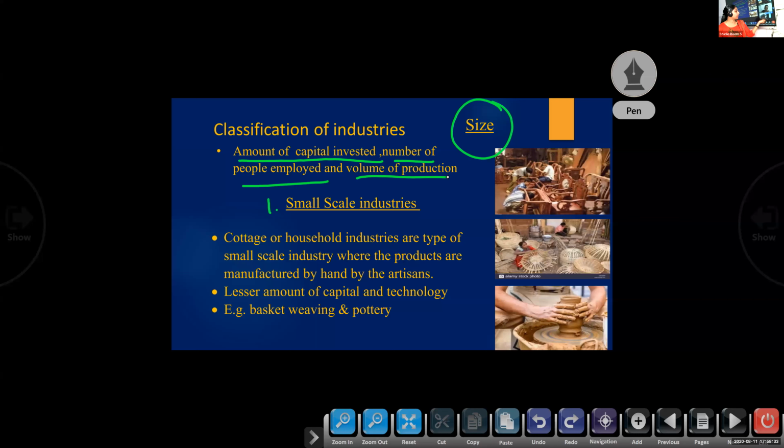What are they, Adigesh? Three points you have to remember connected with size. Ma'am, amount of capital invested, the number of people employed, and the volume of production. What is the meaning of volume of production?